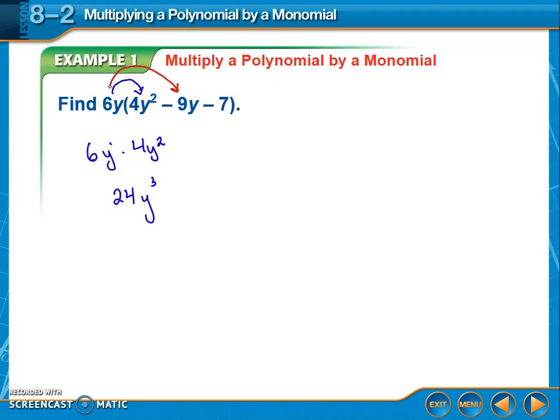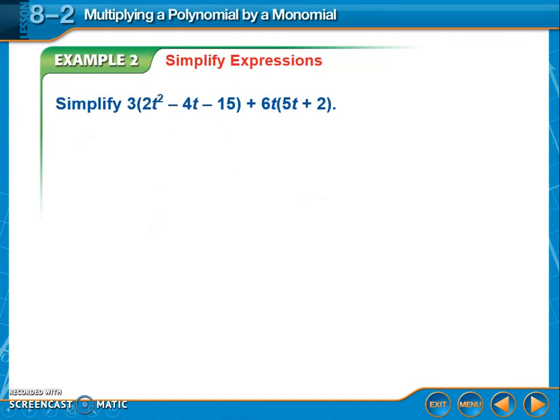Then the next part, 6y times negative 9y. Multiplying 6 and negative 9, you get negative 54. And y times y is y squared. And the last part, we're doing 6y times negative 7, and you get negative 42y. And then that's it for that one. If you had any terms that were the same, you would combine them, but you don't.